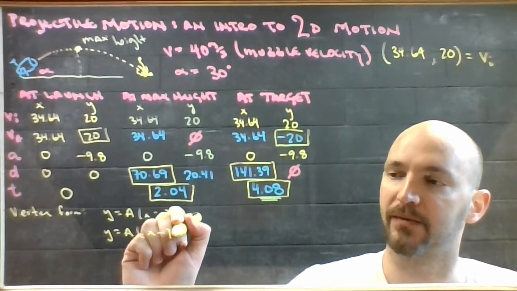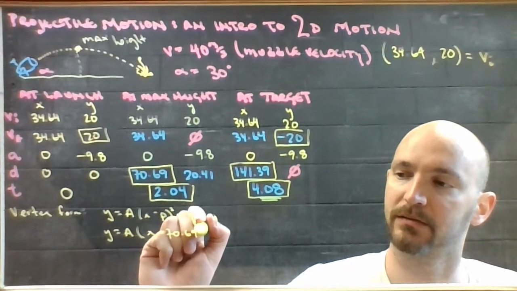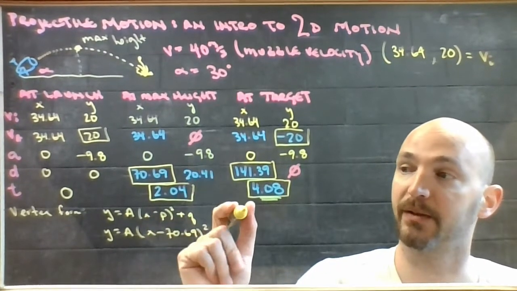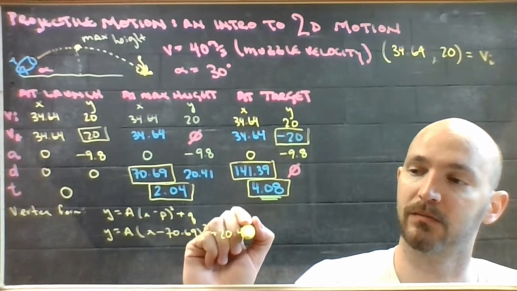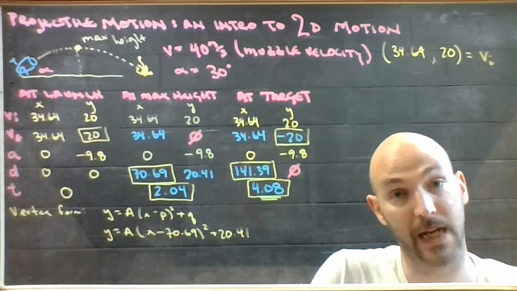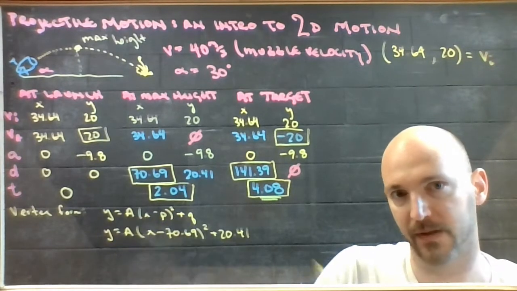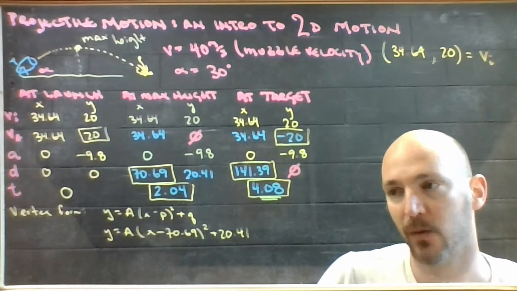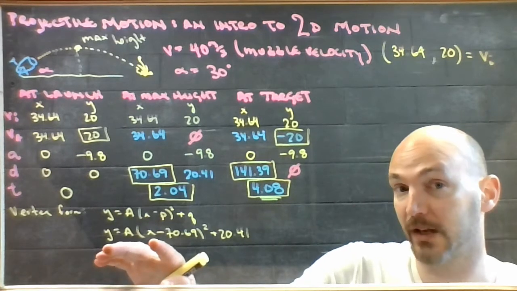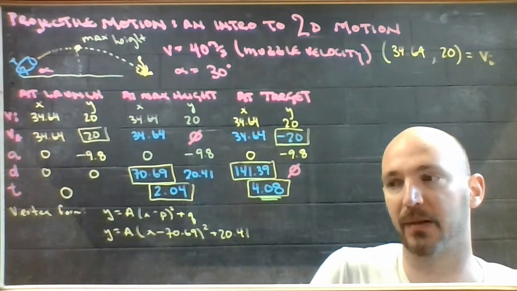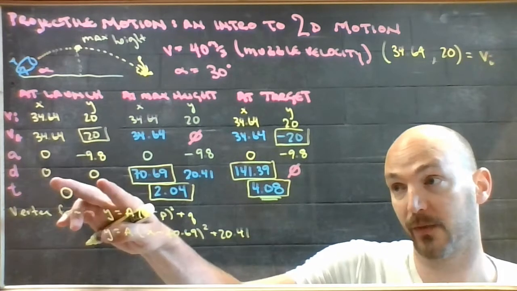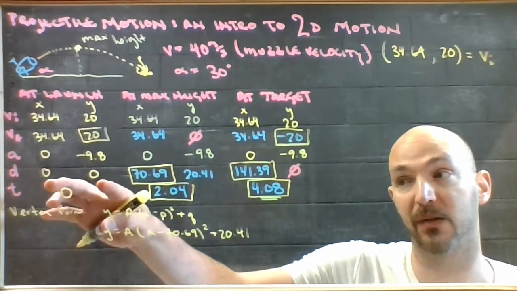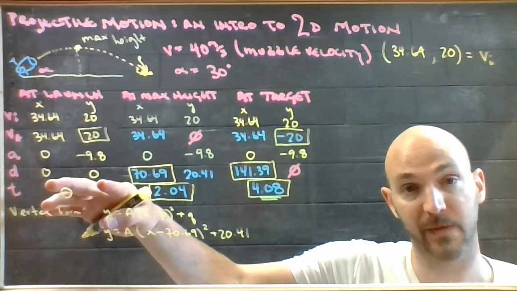X minus 70.69 squared, and the y value is 20.4. Alright, I have everything I need except for this a value. Well, if I knew an x and a y location anywhere else on this parabola, I could drop it in there and calculate a. I've got a real easy one. Right at the launch point, x was 0 and y was 0. So I'm going to fill that in.